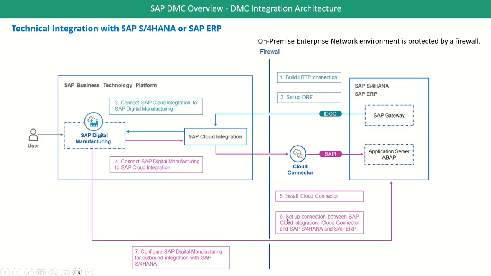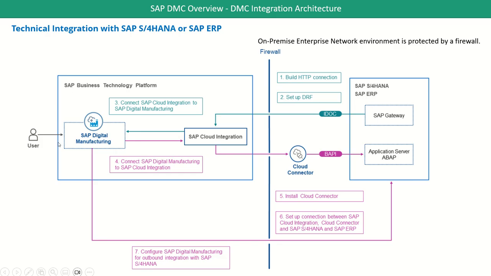And then actually at the sixth, set up the connection between SAP Cloud Integration, Cloud Connector and S4HANA. So this is the Cloud Integration, Cloud Connector and S4HANA integration. And then configure the SAP Digital Manufacturing for outbound integration with SAP S4HANA.